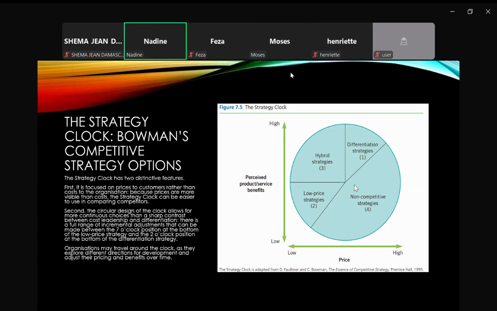So you said that it is the same as the marketers, but I don't understand where the difference is. Can you explain it again? Okay. The difference is on the price.